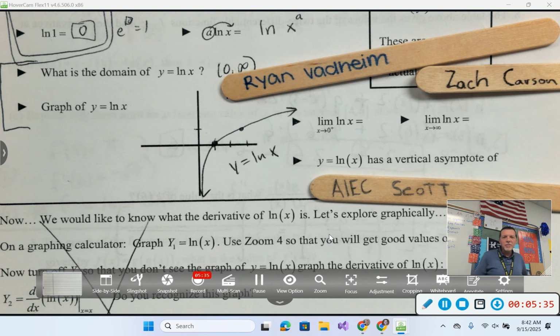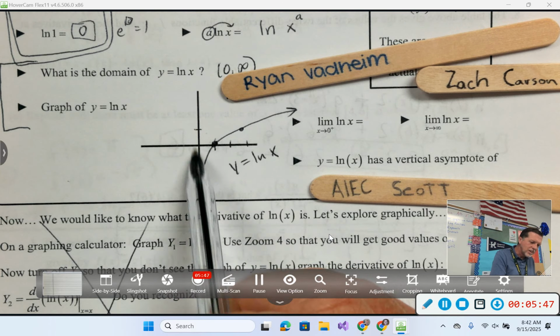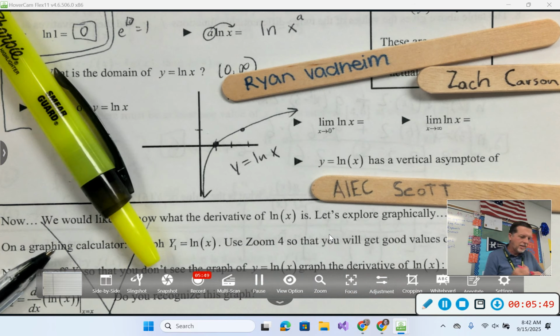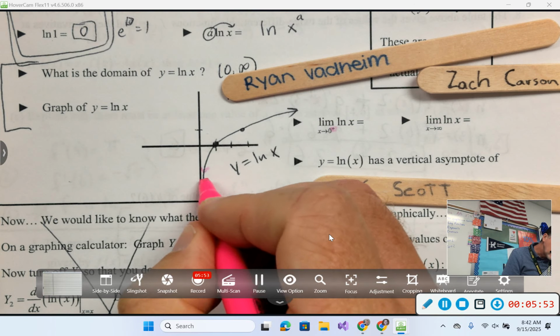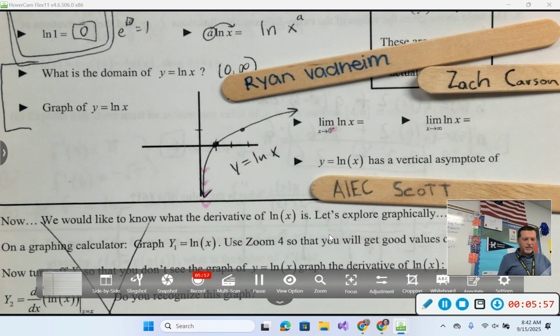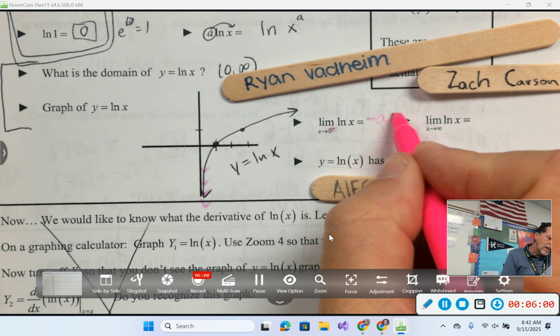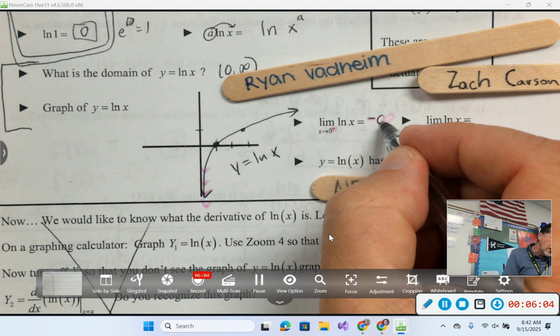Ryan, how about the limit as x approaches 0 from the right? Wouldn't that just be 0? As x approaches 0 from the right, yeah, thankfully from the right because there is no from the left. So what are we doing? Negative infinity. We're headed toward negative infinity.